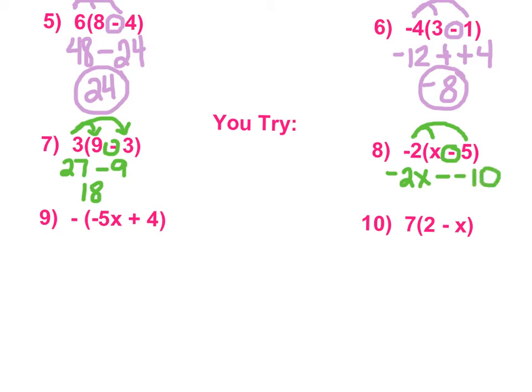Oops, again in the middle we have a minus and a negative, so we want to change that to plus. If you would like to rewrite it without 2 plus signs in the middle, your final answer would be negative 2x plus 10.